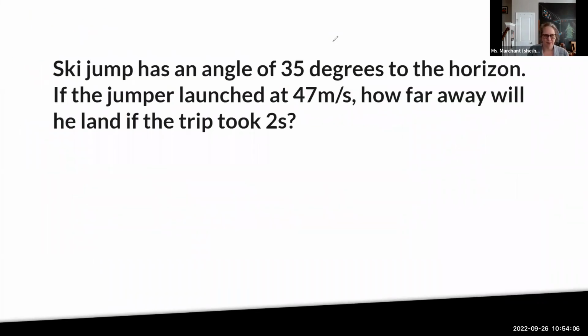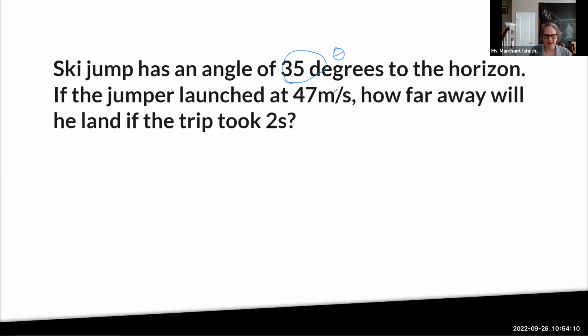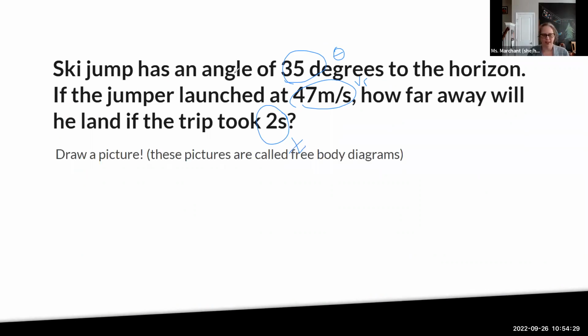Let's do some problems. A ski jump has an angle of 35 degrees, so that's my theta, to the horizontal. If the jumper launched at 47, that is my resultant vector. It doesn't say launched horizontally or launched vertically. It launched at an angle, so we know that's our resultant. How far away is he if the trip took 2 seconds? Right? Draw a picture every time.